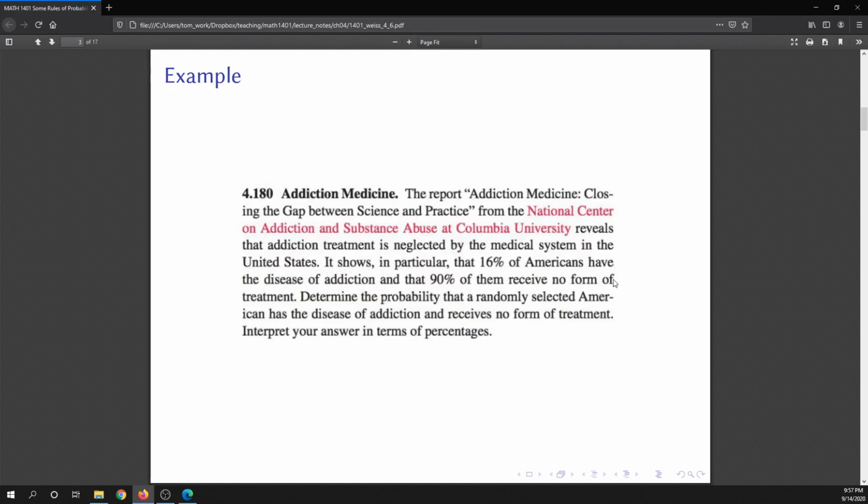All right, so this is problem 4.180 from our book, Addiction Medicine. The report, Addiction Medicine, Closing the Gap Between Science and Practice, from the National Center on Addiction and Substance Abuse at Columbia University, reveals that addiction treatment is neglected by the medical system in the United States. It shows in particular that 16% of Americans have the disease of addiction and that 90% of them receive no form of treatment. They're asking us to determine the probability that a randomly selected American has the disease of addiction and receives no form of treatment.